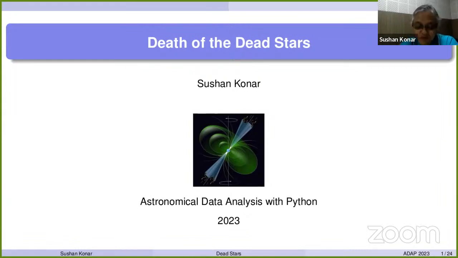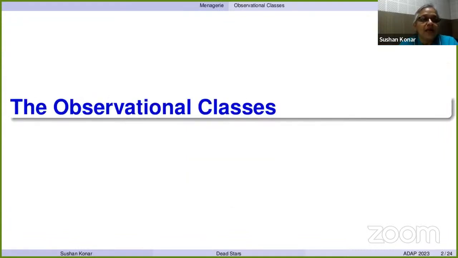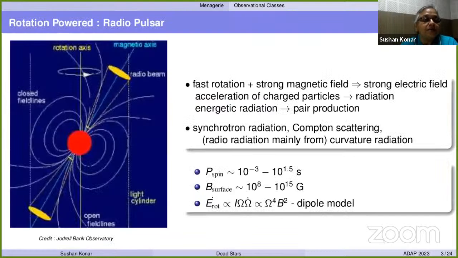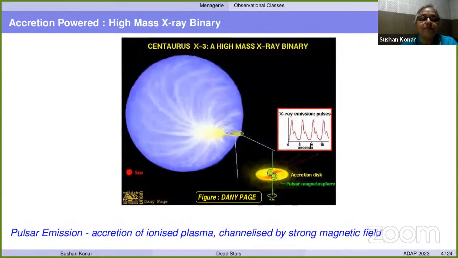Some of you would be familiar with these objects. So there are a set of observational classes in which we divide all the observed neutron stars. And the first one is, of course, radio pulsar. We have talked about the radio pulsars yesterday in some detail, so I would not repeat that.